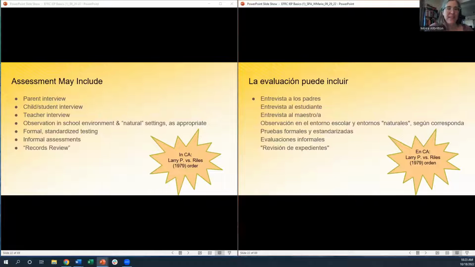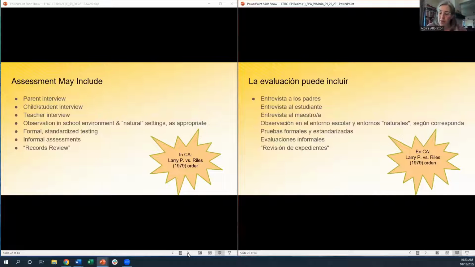There should probably be some sort of formal standardized testing, but there doesn't have to be. And in some cases, there cannot be, and that's in the state of California. There's a court case, Larry P. versus Riles, that goes all the way back to 1979, where the state said that a child who is African American cannot receive standardized IQ testing, not allowed.